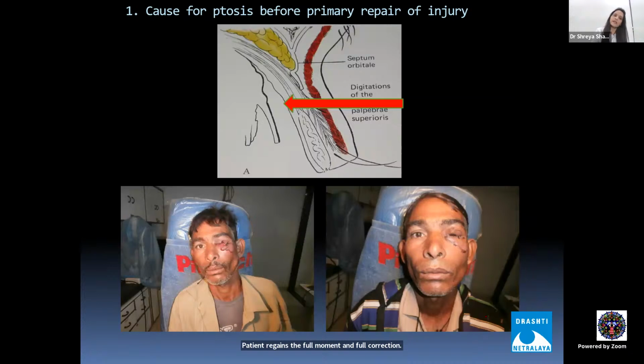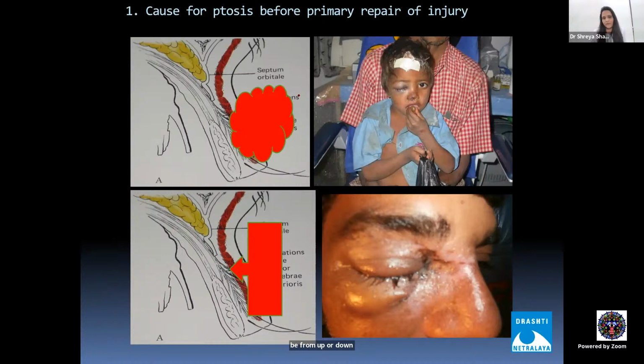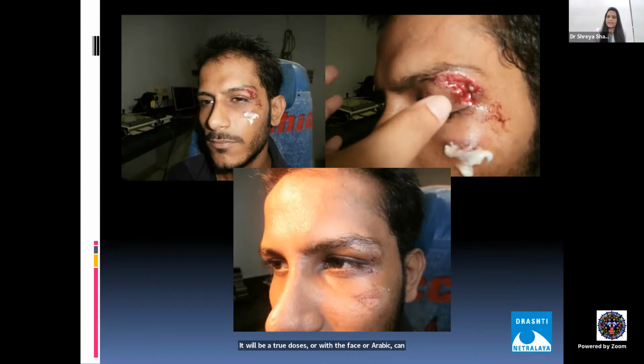But whenever there is a levator injury, we will definitely have true ptosis. Or when there is avulsion, whether from above or below, it will be a true ptosis. Or with a fist or airbag injury there can be true ptosis, which, if it is a simple lid laceration, can be corrected very well.